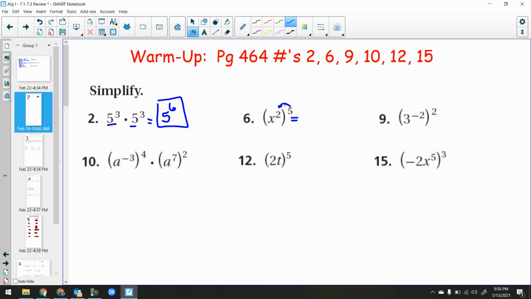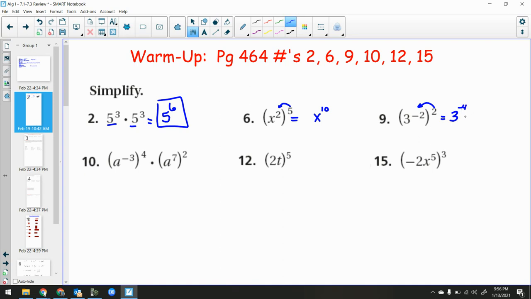Remember, whenever we got a power to a power like this, x squared to the 5th, that's when you multiply. So this is going to be x to the 2 times 5, or 10th power. Again, same thing here. I'm going to multiply because I've got a power raised to another power, 3 to the negative 2nd to the 2nd power. So this is going to end up being 3 to the negative 4th power.